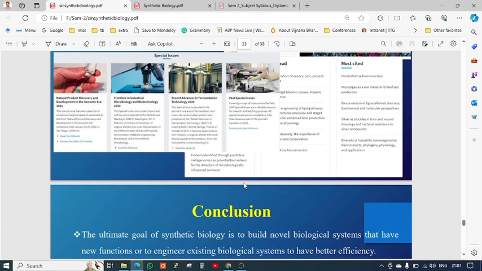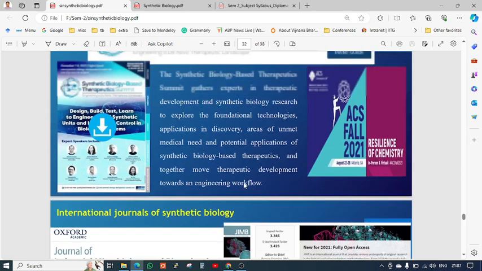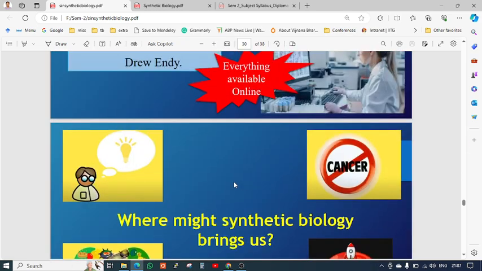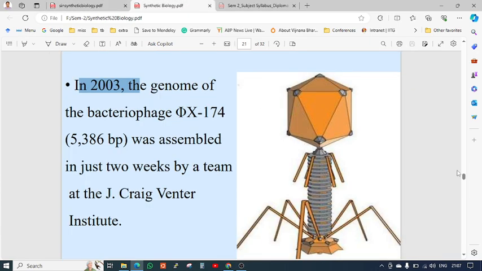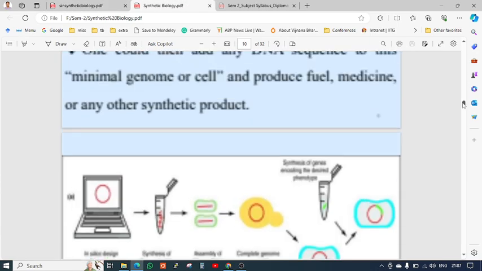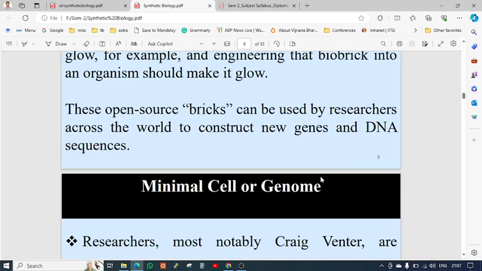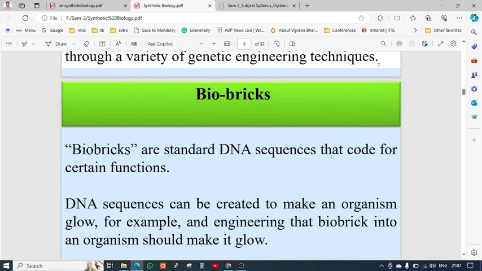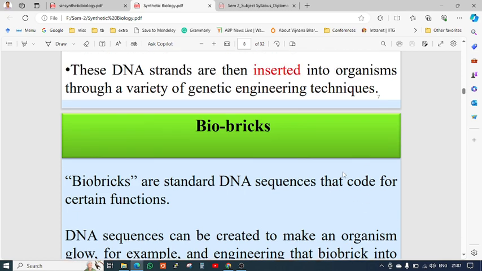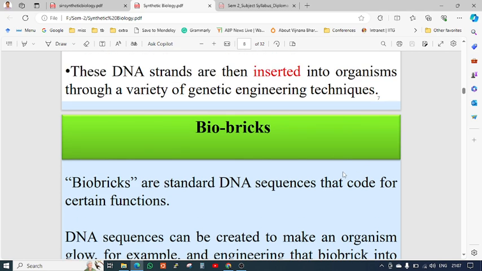So these are some applications of this synthetic biology. If you have any doubt about synthetic biology, those who work in a branch of life science may better understand genetic engineering, biomolecules, and DNA and RNA sequences, and how it can be done.